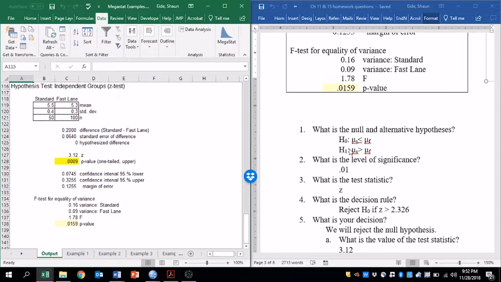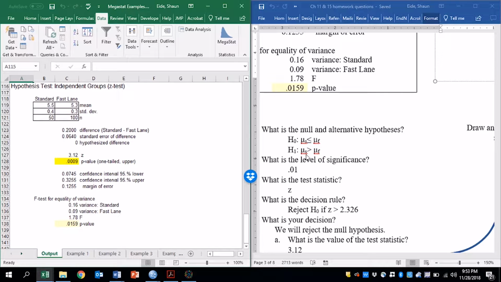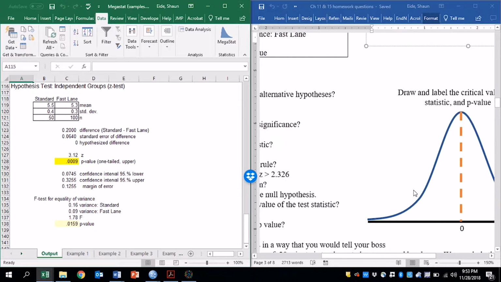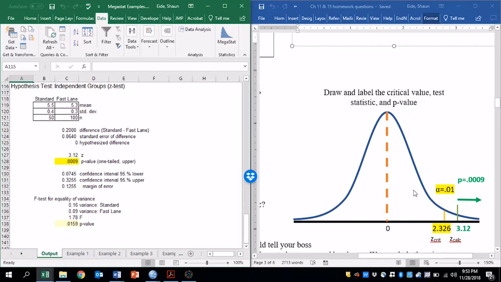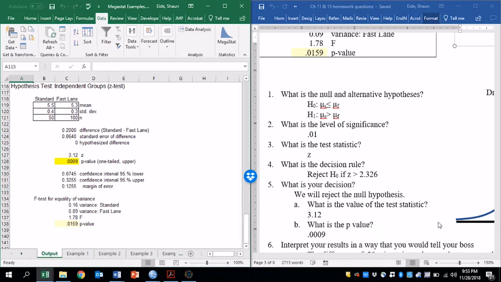And remember, this arrow is always going to point in the direction of the critical value. So when we have the alternative hypothesis that says mu sub s is greater than mu sub f, the diagram here is going to have the tail on the right hand side, or the critical value is going to be in the right tail.